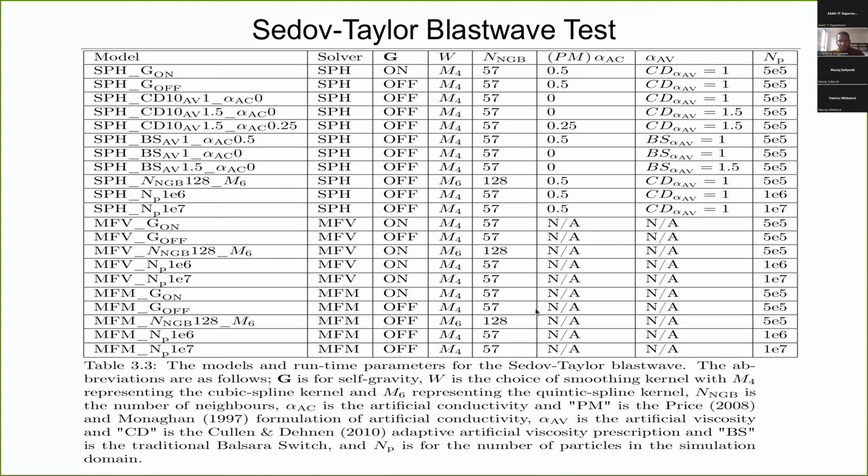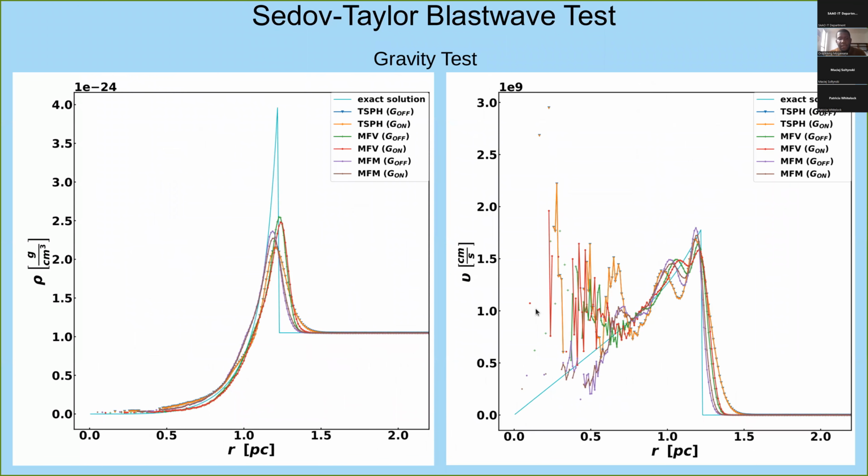And the representation of how this looks would be something like this. For the gravity test, we tested gravity amongst the particles themselves. And this showed us at least that MFV is by far the most superior when it comes to capturing the shock when you have gravity off, but this is only in density space.